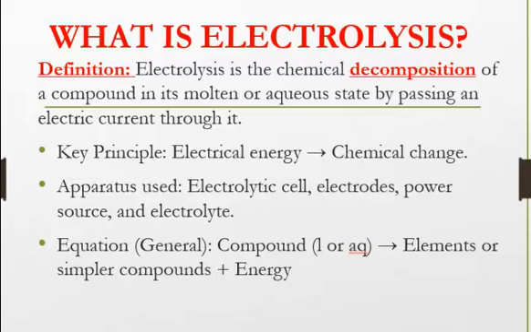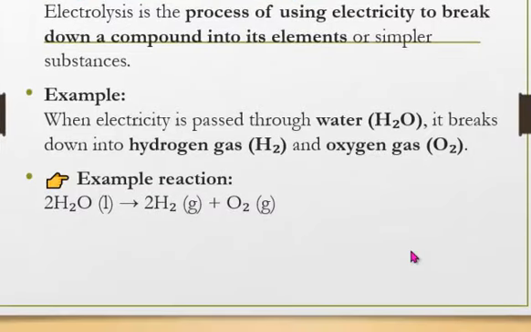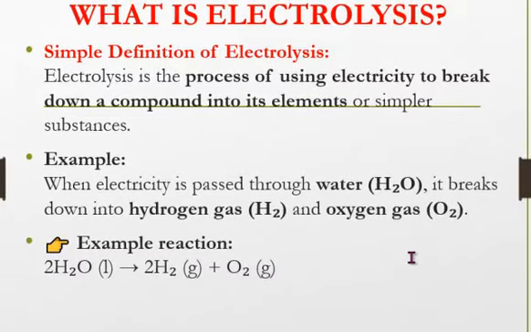And there are three key principles here, but before I talk about these, I want you to understand better, so I have a simpler definition here. It's the process of using electricity to break down a compound into its elements or simpler substances. You can see that now. For example, when electricity is passed through water, like I gave you an example that water is a compound, it breaks down into hydrogen gas and oxygen gas. Can you see that now? So that is what we mean by electrolysis.